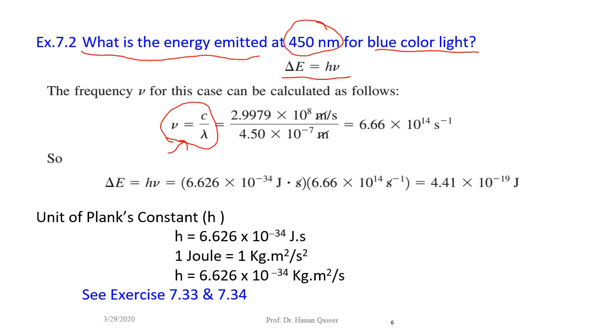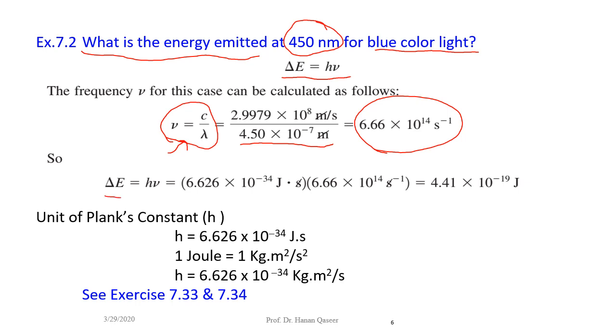C اللي هي سرعة الضوء، لامدا اللي هي طول الموجة نحولها إلى متر، لأنه سرعة الضوء هنا مستخدمينها في المتر، فلازم لامدا تكون في المتر. الجواب يطلع عندي اللي هو التردد 6.66 × 10^14 second minus 1.